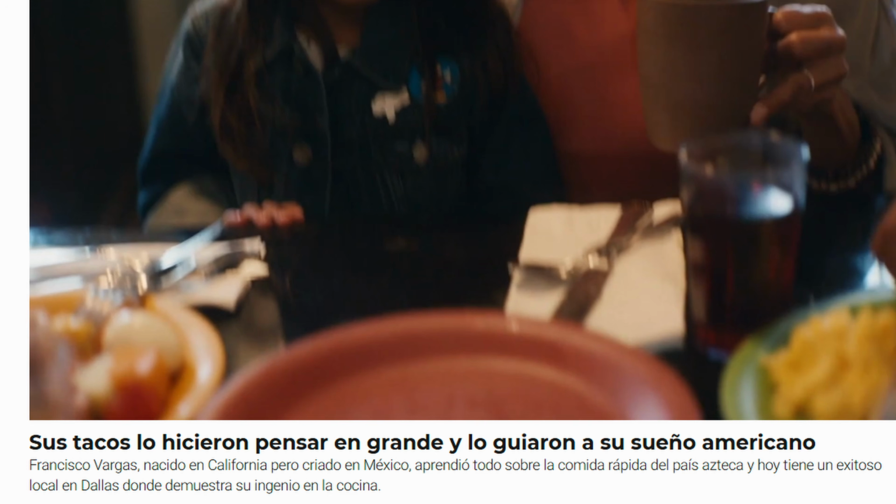No, you're not. Take a look at this example. Sus tacos lo hicieron pensar en grande y lo guiaron a su sueño americano. So his tacos made him think big, right? We're still talking about the same general tendencies in Spanish, the same Spanish, but here the author chose lo. And the author chose le in the other one. Is one more correct than the other? I think it comes down to what the author wanted. I mean, they can both be correct. If we went and did a survey of native speakers and gave them both, it would be interesting to see what the percentages are and where those folks are from.